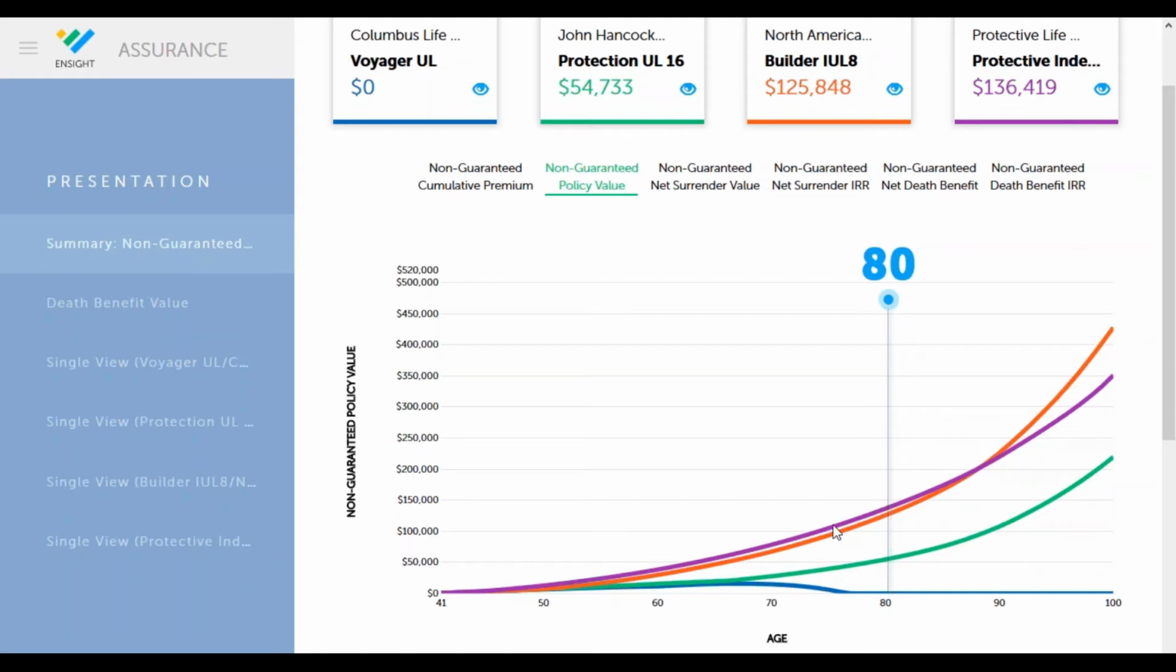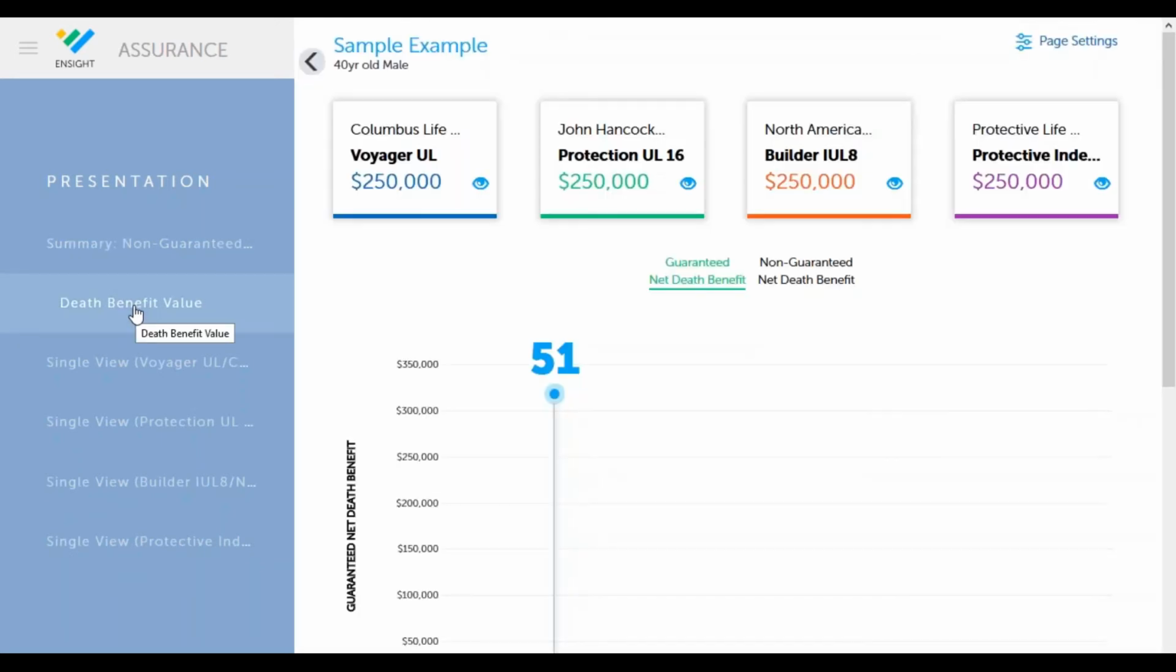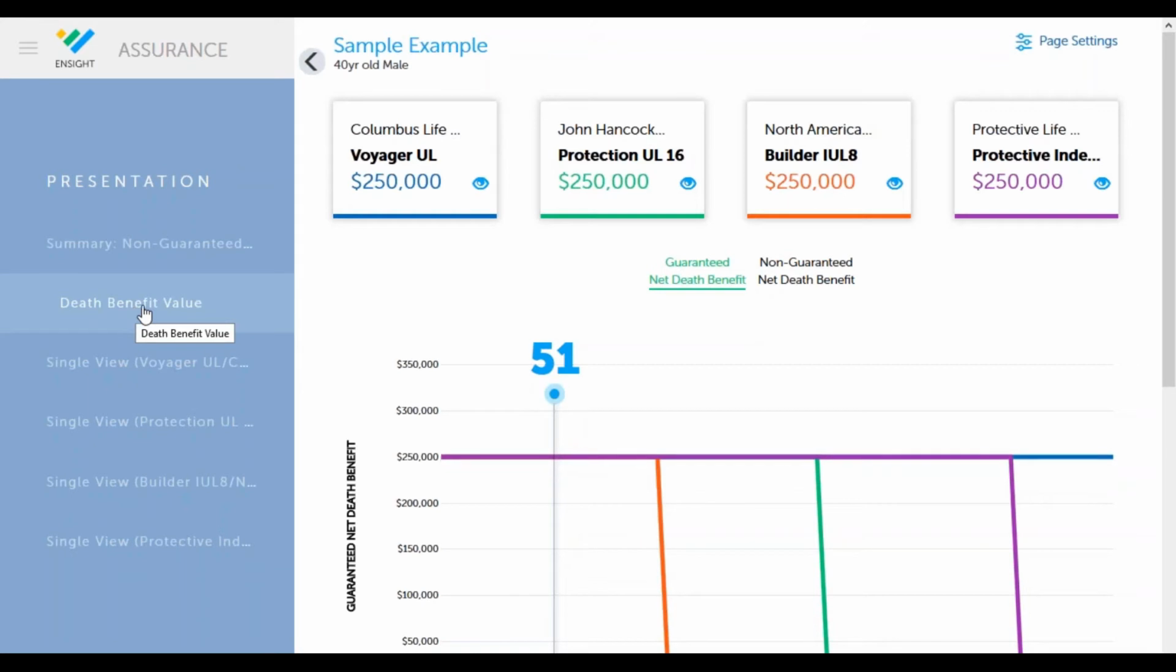Now, Columbus is going to show 0 because everything is guaranteed. They don't have something that's not guaranteed to show. So that's a little misleading here, but all the others, you can see the death benefits there up at the top. They continue on and continue to grow, really.